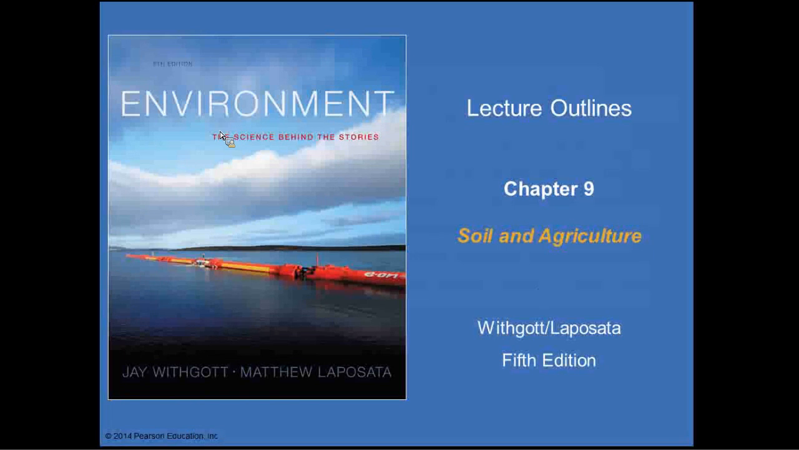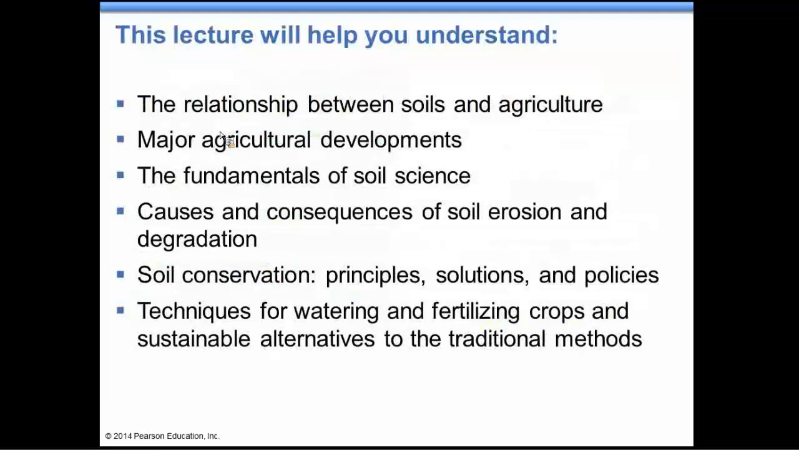As I was saying, we're going to be doing Chapter 9, Soil and Agriculture. And this chapter will help students explain the importance of soils to agriculture, outline major developments in the history of agriculture, delineate the fundamentals of soil science, including soil formation and soil properties, analyze the causes and impacts of soil erosion and land degradation, explain the principles of soil conservation and provide solutions to soil erosion and land degradation.